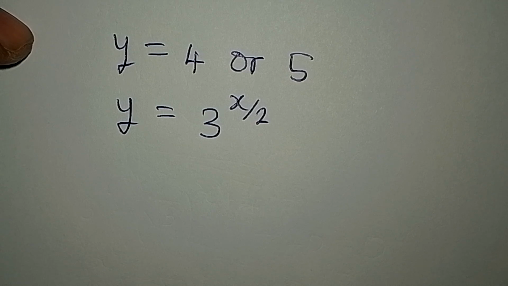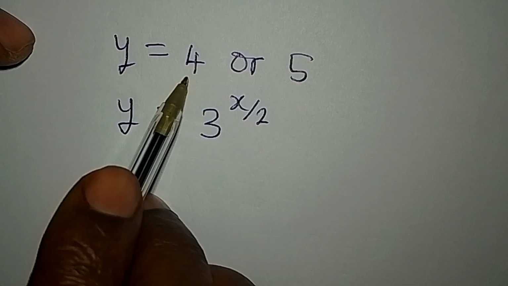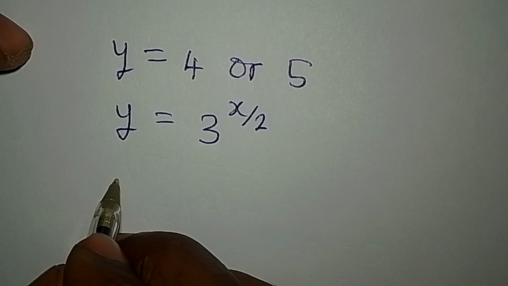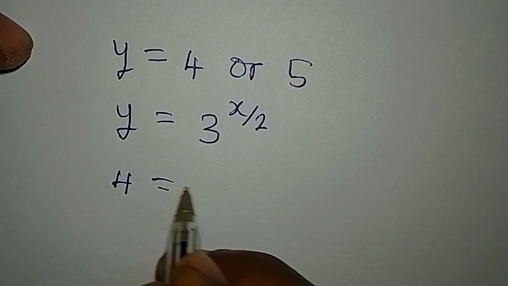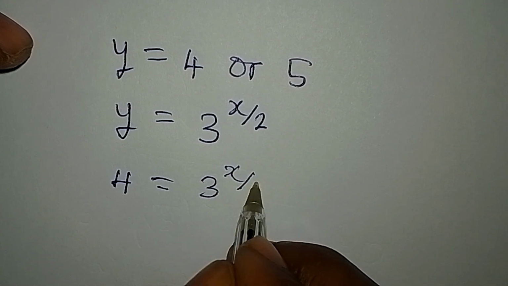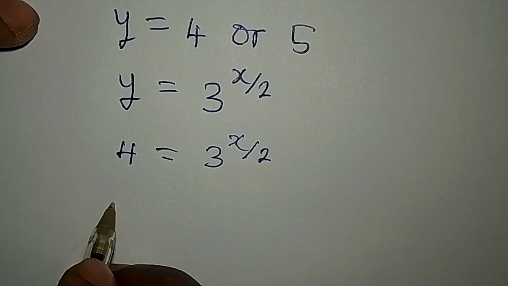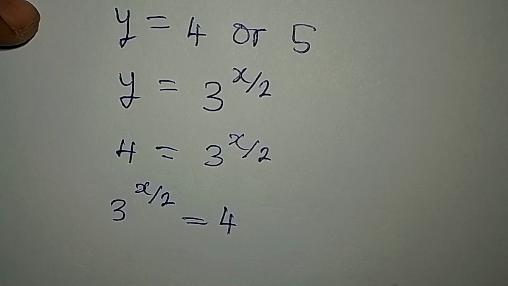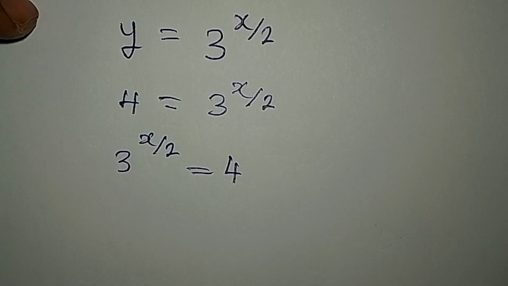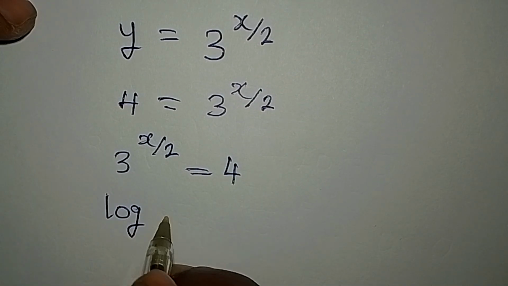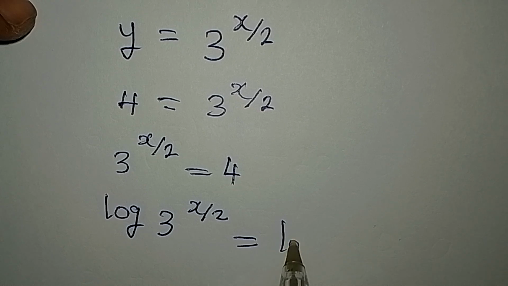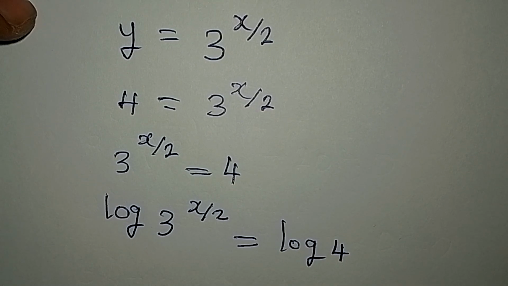Okay, so this is where we are. We have y to be equal to 4 or 5, right? Now, in place of y, I can write 4, and I will say it's equal to 3 to the power of x over 2. Or better still, you write 3 to the power of x over 2 equals 4. Now, we cannot express them in the same base, so we take the log of both sides. So we have log 3 to the power of x over 2 equals log 4, right?